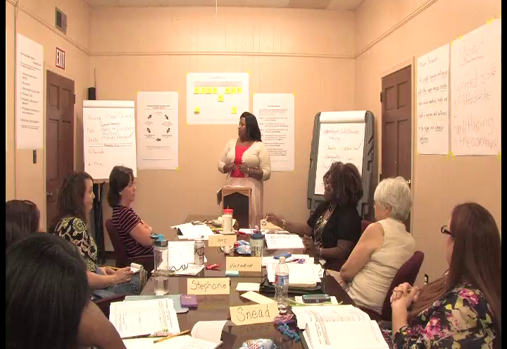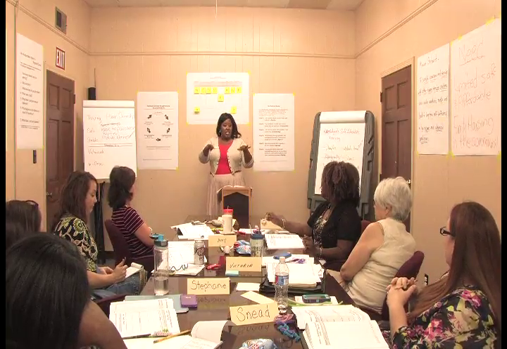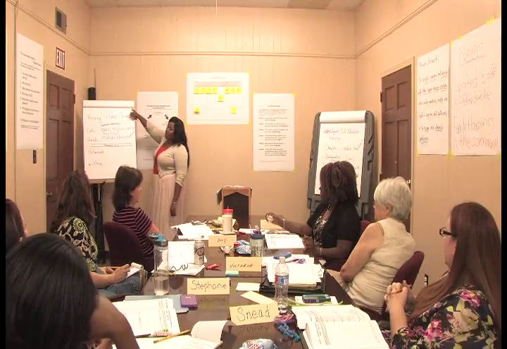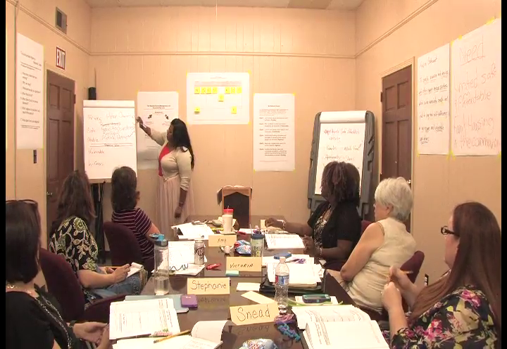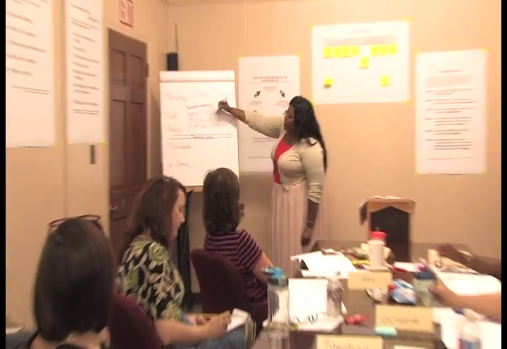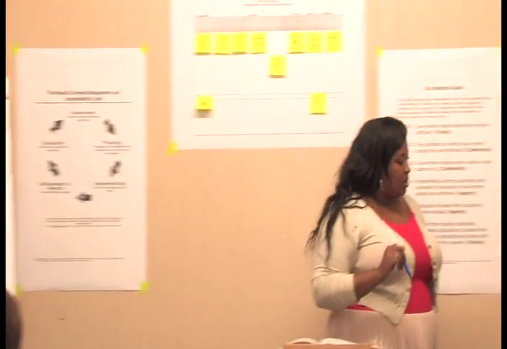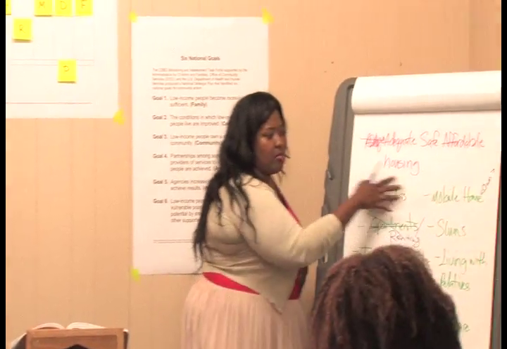Right, I completely agree. But in this session, we're getting the consensus. So the consensus was homeownership was the only thing that was thriving. Safe was lease to purchase and renting. Stable was mobile home ownership. What else could be stable? Oh, homelessness hasn't been used yet, I'm sorry.